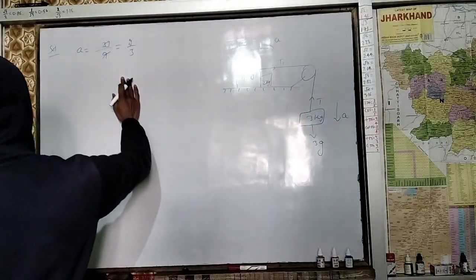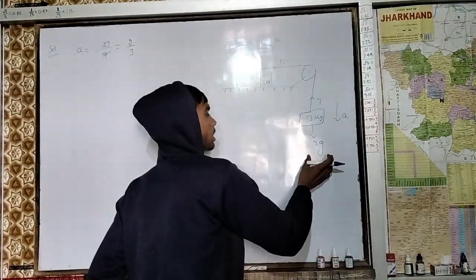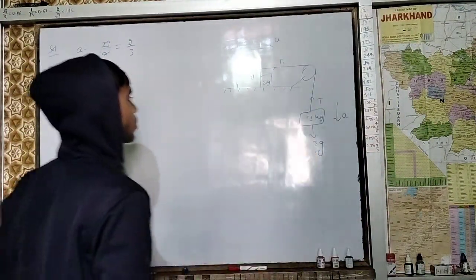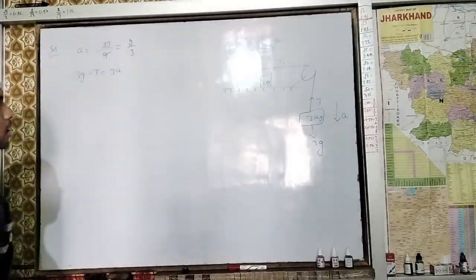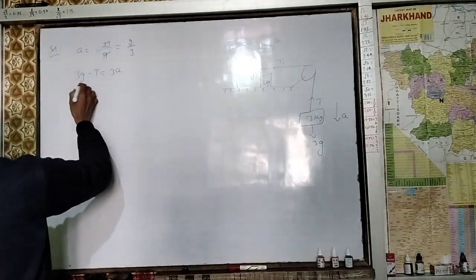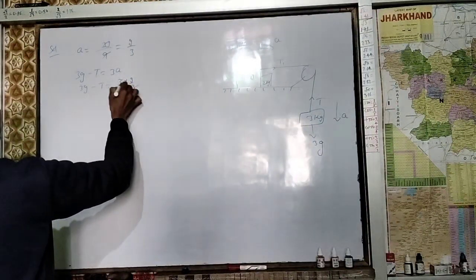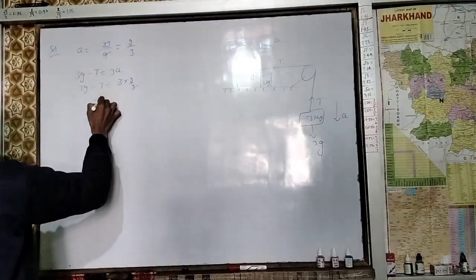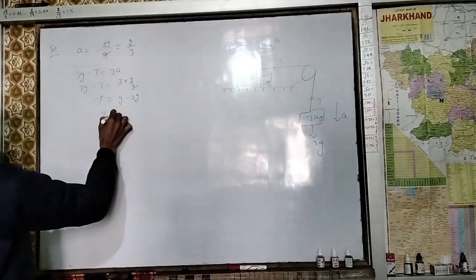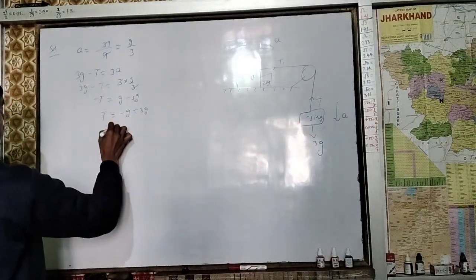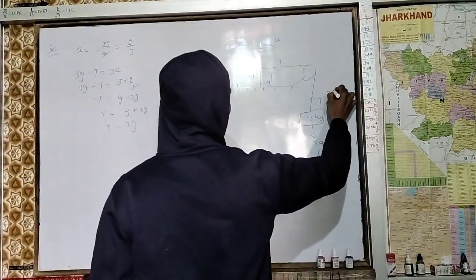Okay, but when it comes to tension, you know that tension can be written as 3z minus T is equal to 3a. Value of a is z upon 3. 3z minus T is equal to 3 multiplied by z upon 3. Minus T is equal to z minus 3z. Minus z plus 3z will be our 2z. This is our tension over here, 2z.